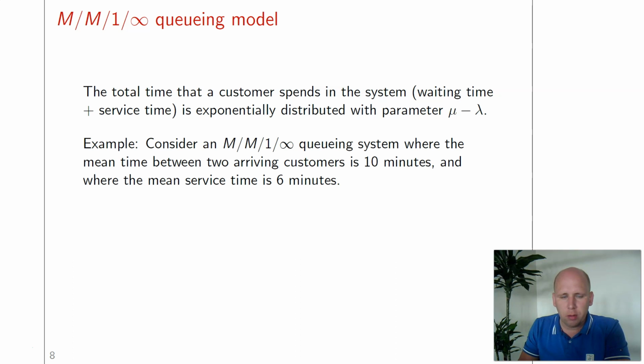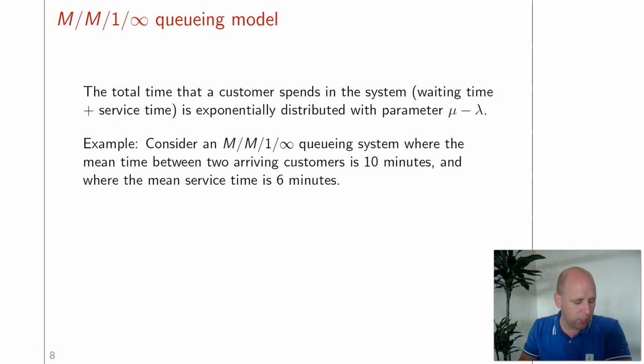Then also a special property of an M/M/1/infinity queuing model is that the total time that a customer spends in the system is also exponentially distributed. So a customer arrives, there can be no waiting time or there can be some waiting time, and then there is also some service time. The sum of those two is also exponentially distributed, but then with parameter mu minus lambda.